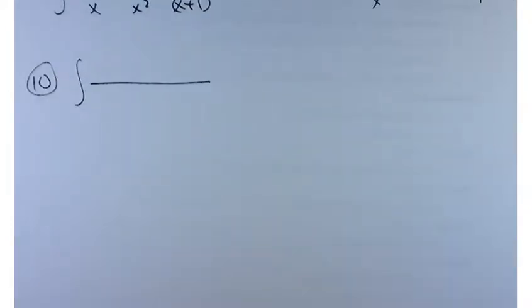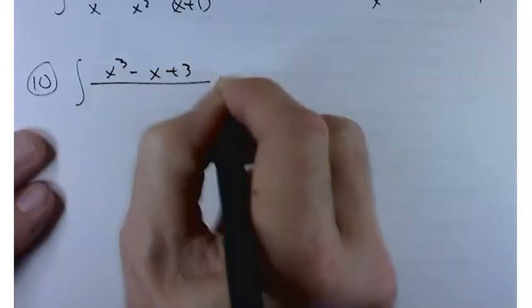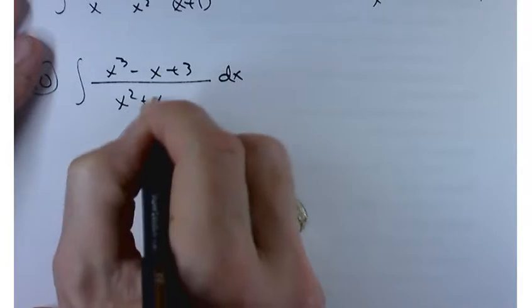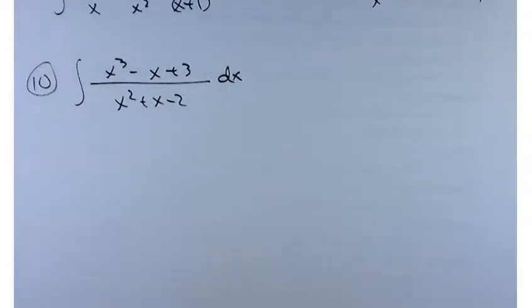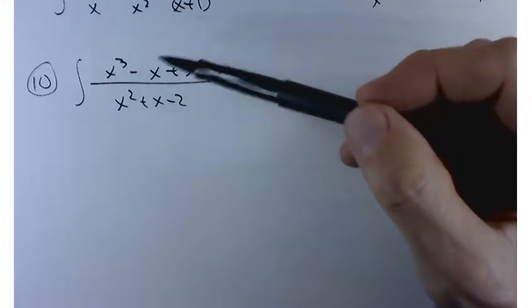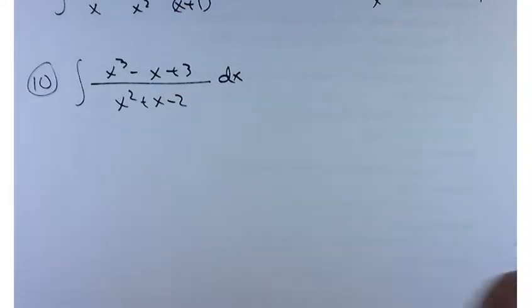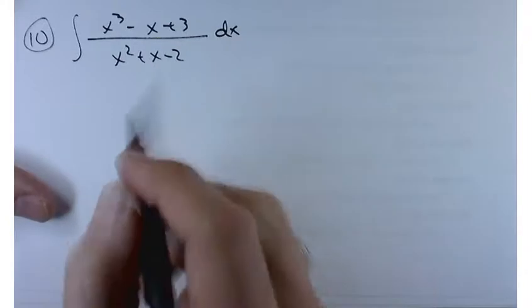The integral of x cubed minus x plus 3 divided by x squared plus x minus 2. Well, this one's a little bit different because of the degree of the numerator and the degree of the denominator. If the degree of the numerator is greater than or equal to the degree of the denominator, you're going to start with a long division. So that's the only part that I want to do of this problem, is work you through the long division.